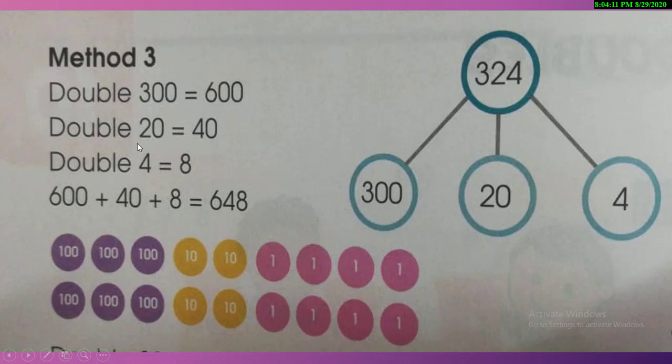Next bond is 20. So what is the double of 20? I think everybody knows. 40. So you will write down 40. What is the double of 4? Simply do 4 twos are 8. So after finding these doubles, you will write them down. Can you see that? You can quickly join them together. 648. So over here we just quickly join them, and see how easily we doubled these number bonds.